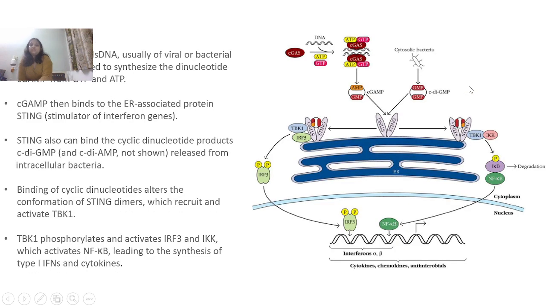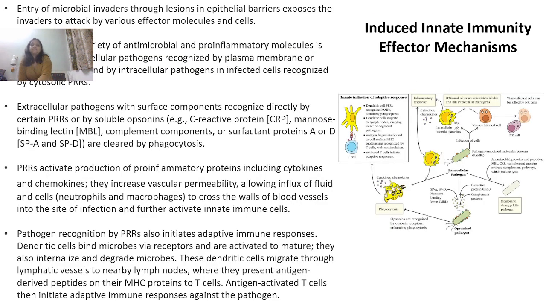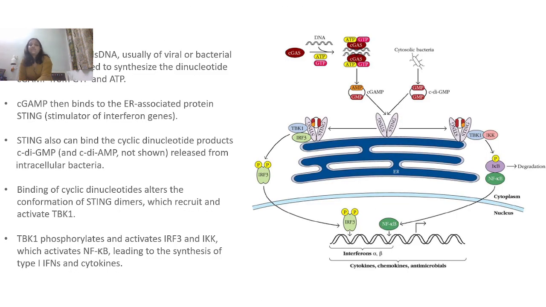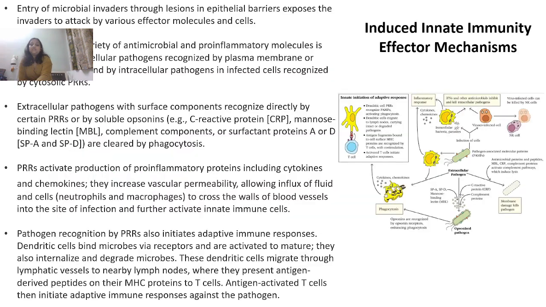Induced innate immunity. So here comes the end of all the PRRs, or pathogen recognition receptors, and how they mediate the downstream signaling to clear off the pathogens. Now we will come to know about the effect of this innate immune system on other things. This is the overall view: a microbial invader can enter through a lesion in our epithelial barrier, which can expose the invaders to attack by various effector molecules and cells.